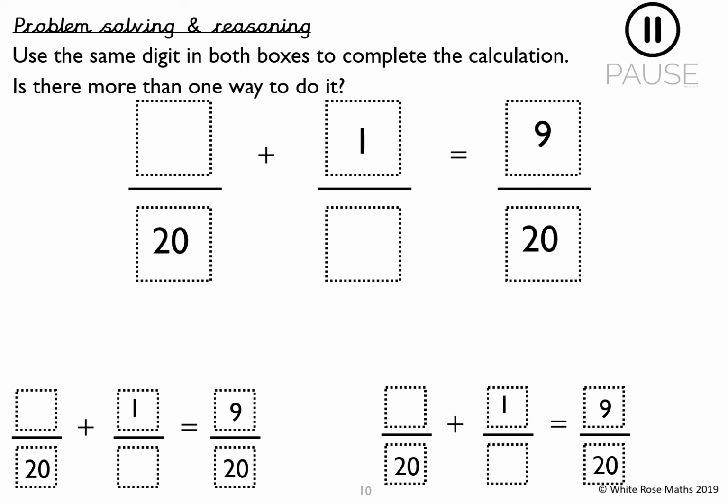Okay, so something 20th plus 1 something equals 9 20th. Now the most obvious answer is, what do I add to 1 to make 9? And then you keep your denominator the same. So 8 add 1 is 9, and you keep your denominator of 20. That's the most obvious answer. But are there any other answers?